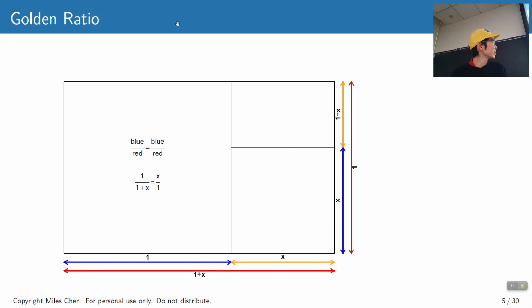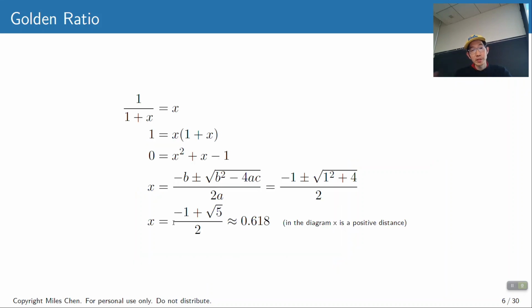So anyway, the ratio between the blue length and the red length is the same wherever it is. So here I did 1 to 1 plus x is x to 1. And if you solve for x, if you take this ratio, 1 over 1 plus x is the same as the ratio of x over 1, solving for that, you're going to get x is equal to 0.618, something around that, okay? So 1 to 1.618 is the same ratio as 0.618 to 1. So this is just solving for that.